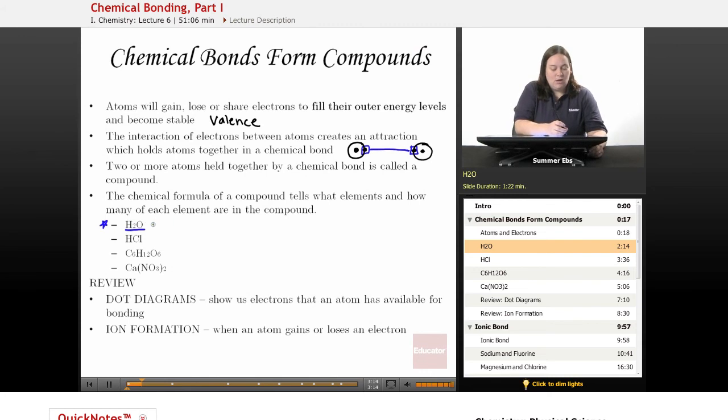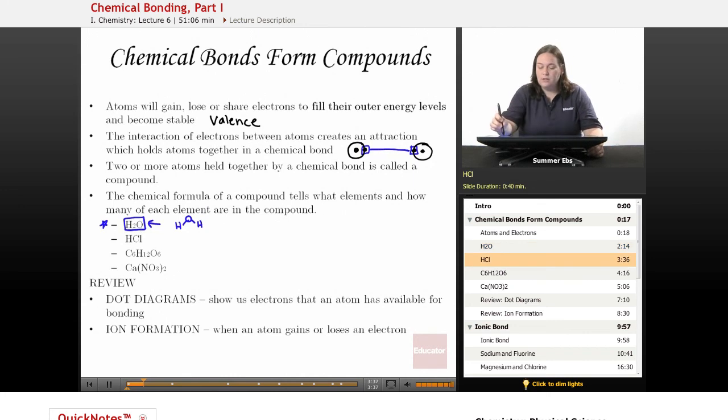This means that this compound here has 2 hydrogen atoms and 1 oxygen atom. H2O has 2 hydrogens, and the oxygen is here, and then it's attached to 2 hydrogens, just like that. So this is what the molecule, the compound, would look like with the 2 hydrogens and the 1 oxygen, and this is how we write it, H2O.